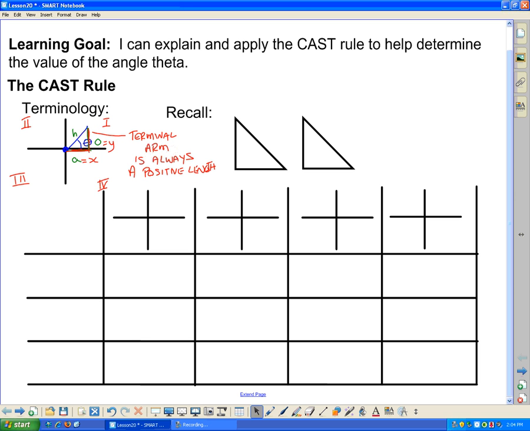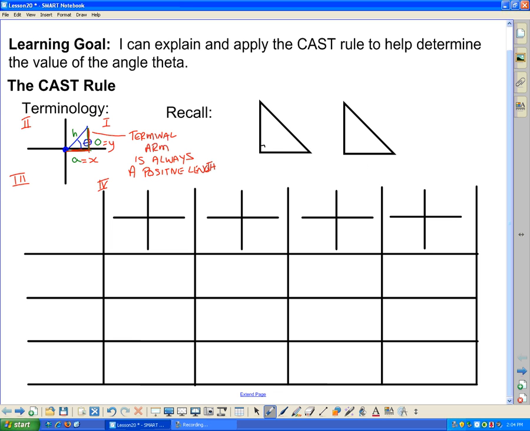So, recall, I just want to talk about special triangles for 1 second because they're going to come back into play here once we go through this lesson. So, for the 45, again, 1, 1, root 2. And for the 30 degree, I know I drew this one backwards to how I have been drawing them. But 1, and that's root 2, and that's root 3. That's my 60.